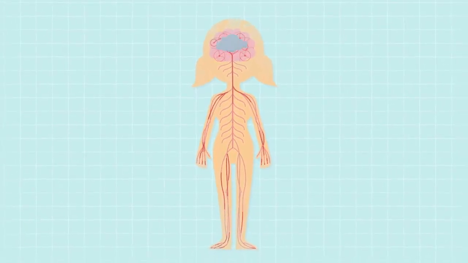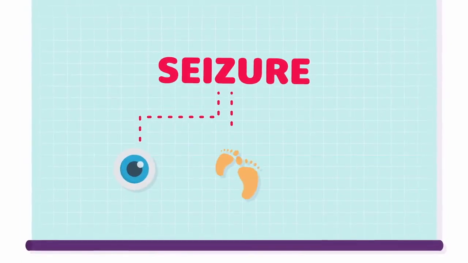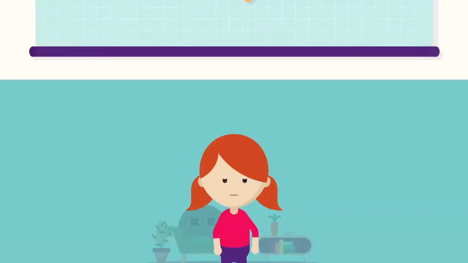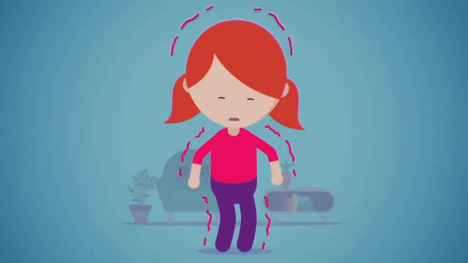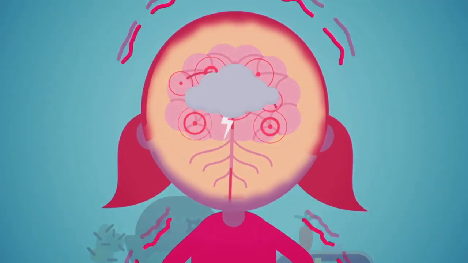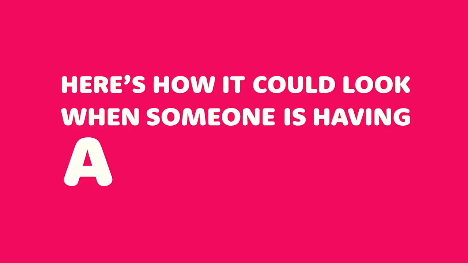It's like a giant electrical storm. These seizures cause a change in how you see things, how you move, and what you feel. Epilepsy is when a person, like Elena, has one or more seizures over time. Her seizures only last a short while and can look different each time. Here's how it could look when someone is having a seizure.